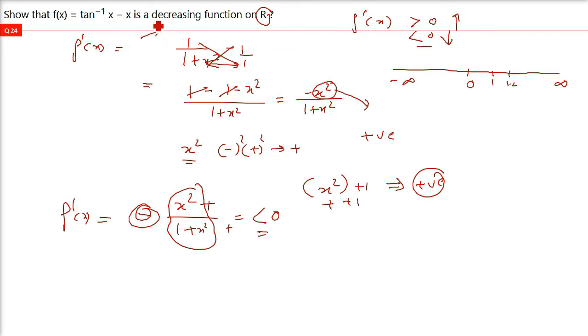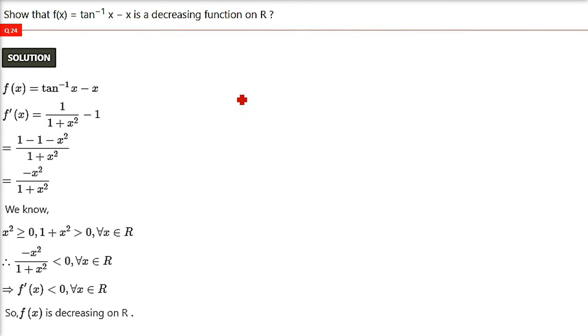So this decreasing function, let us see how to write it now, because this is logic and writing is most important. So this is how you are going to write. This portion we have proved to be positive, and then you have a negative that will make it negative, that is less than 0. And when it is less than 0, this function is decreasing on the real numbers R.